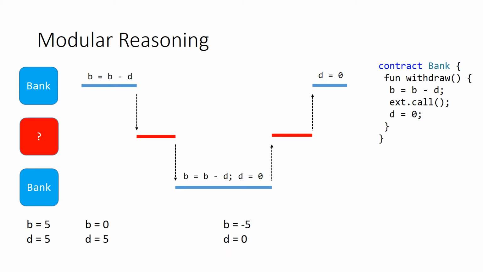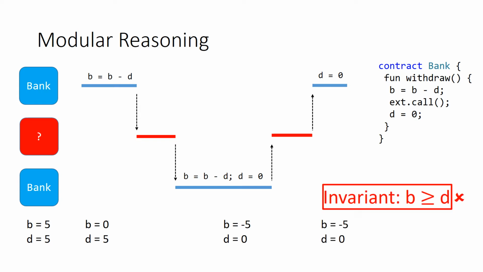For simplicity, we assume the callback's call to ext does nothing. In that case, b will be reduced by the deposit 5 again, becoming minus 5, and d will be zeroed. We return, and d is zeroed again. We saw a double decrease of b that led to the invariant violation, since b became smaller than d.